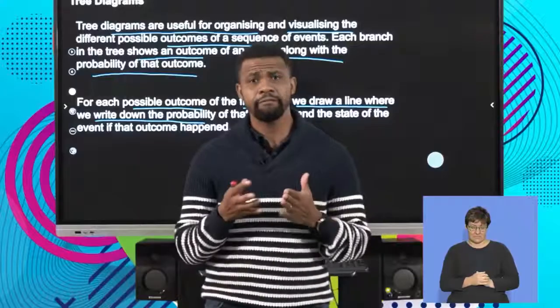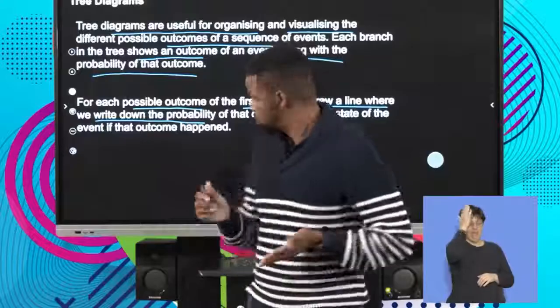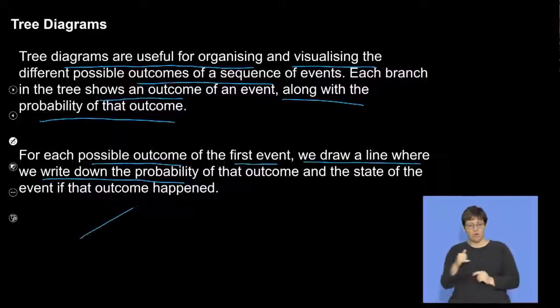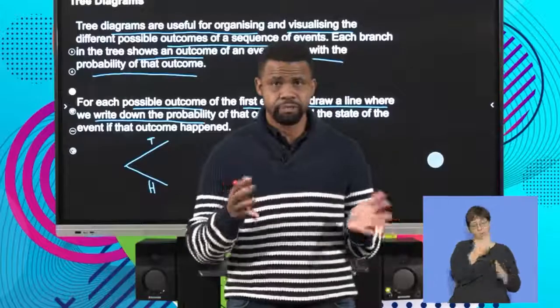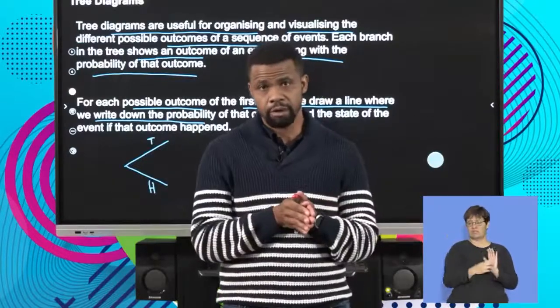So if I have a coin, I could have head or tail. So I will draw a line of that nature, are we together? Which is tail or head. So it's an event, tail or head. That's the tree diagram.